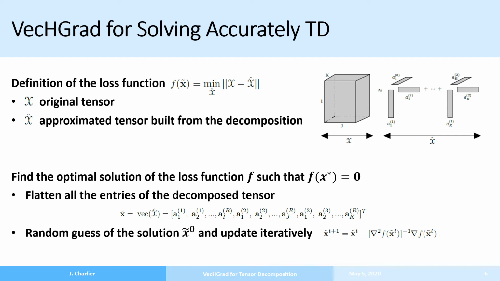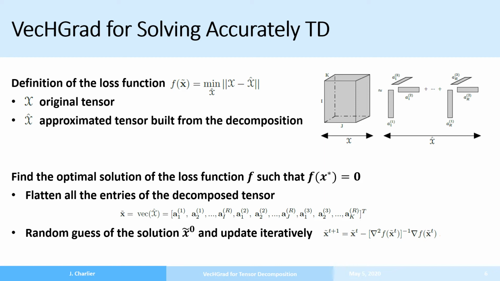How can we do that? We first start by flattening all the entries of the decomposed tensor. So instead of having a tensor representation of our problem, we stack all the numbers and all the entries one behind another. And so we end up having a very long vector containing all the entries of the tensor.